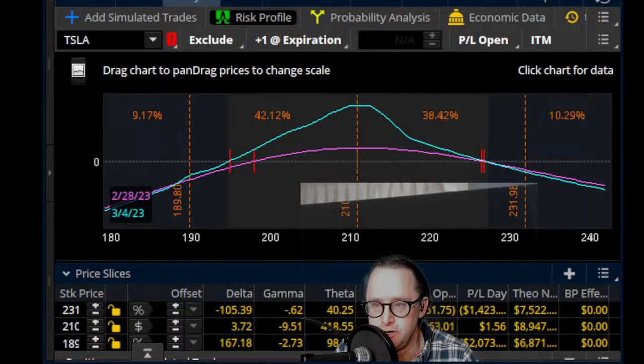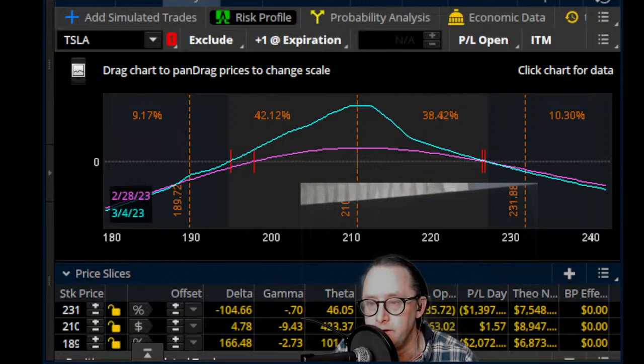What this is going to show is where I make or lose money based on where the stock goes. You can see above me is a chart, and I'm right at the center of where I would want things to be on expiration. The lower purple line is P&L for today, and the upper blue line is P&L if expiration was today. And you can see we're right in the middle of it right now.